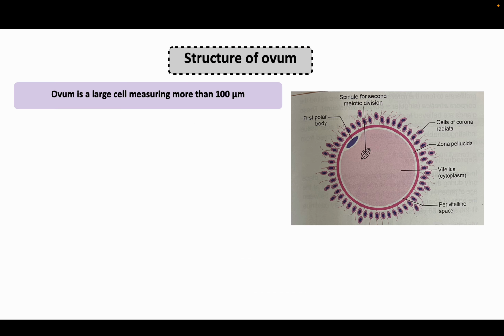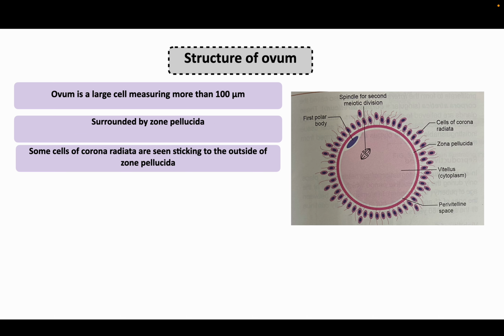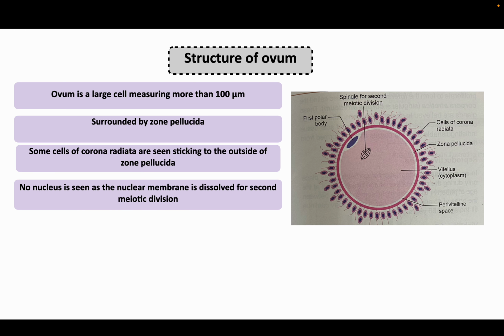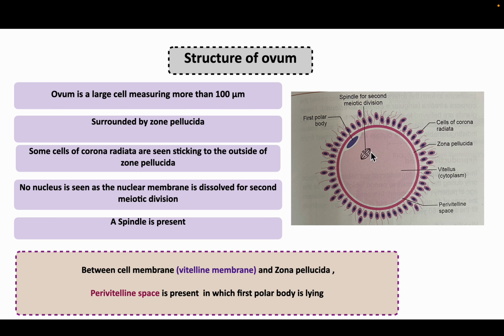Structure of the ovum. The ovum is a large cell measuring more than 100 micrometers, surrounded by zona pellucida. Some cells of the corona radiata are seen sticking to the outside of the zona pellucida. No nucleus is seen as the nuclear membrane is dissolved for the second meiotic division. A spindle is present. Between the cell membrane and the zona pellucida, a space is present. This is given the name perivitelline space, in which the first polar body is lying.